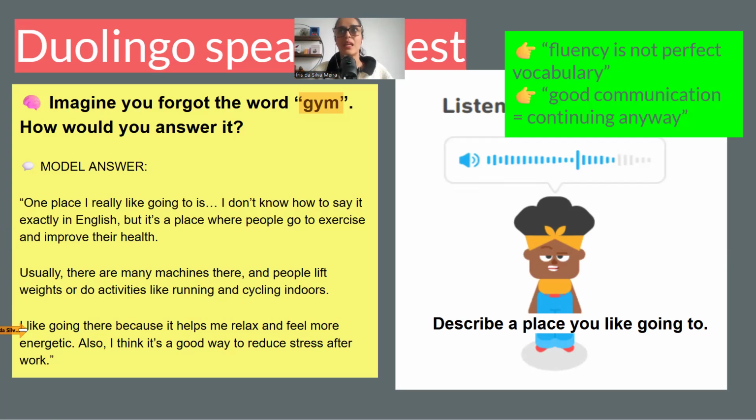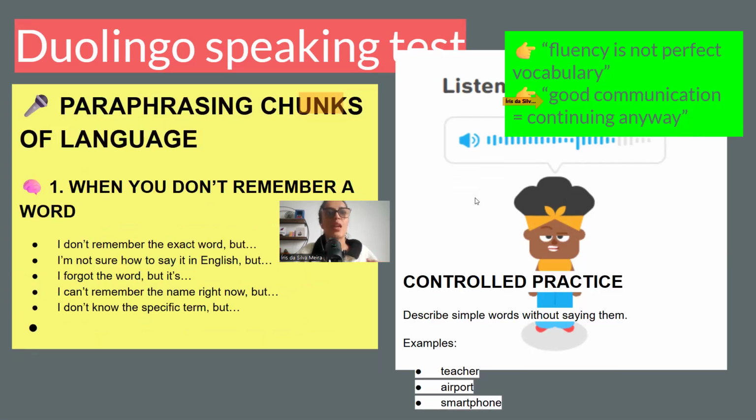You see, good fluency is not perfect vocabulary. Good communication is continuing anyway. You are able to convey your message even if you have forgotten one or two words.